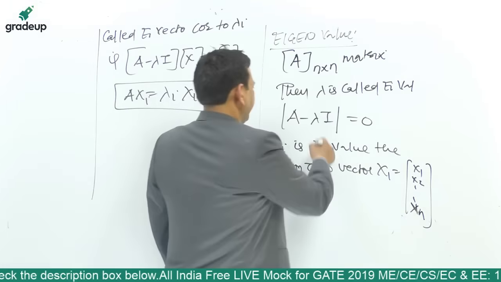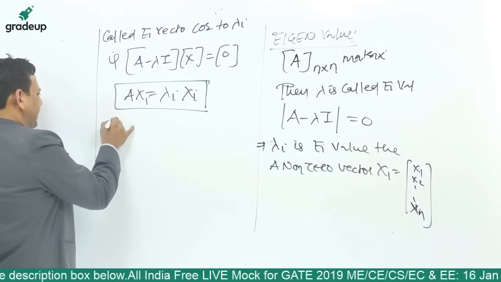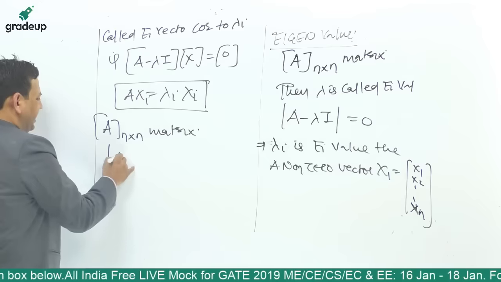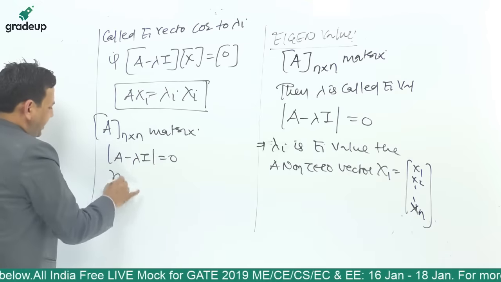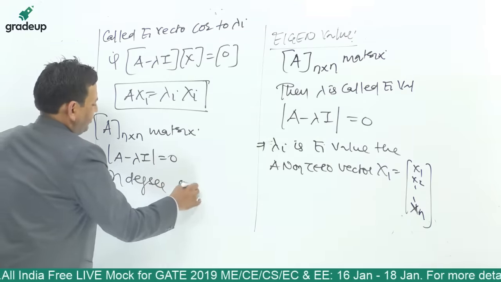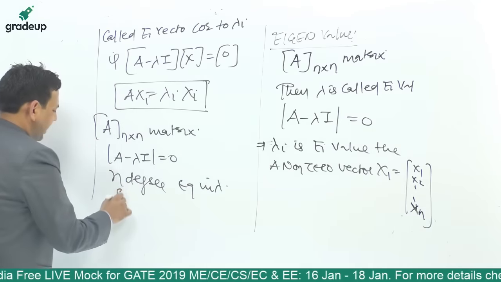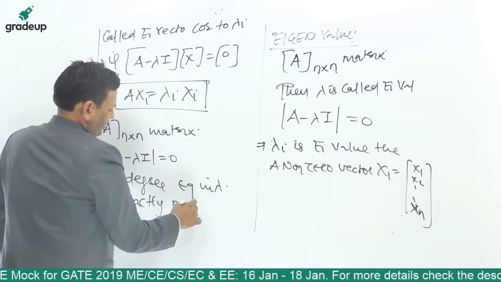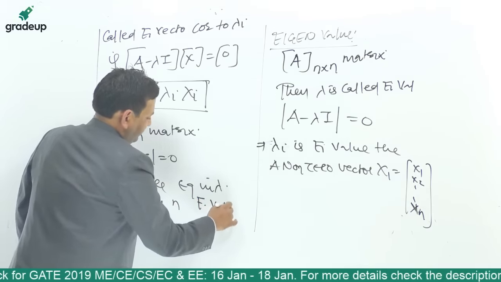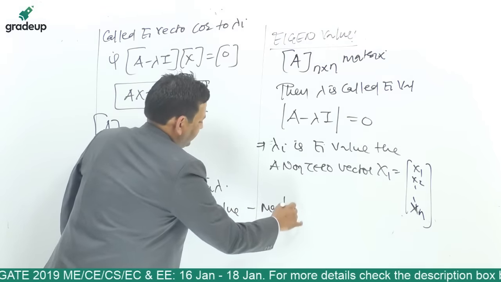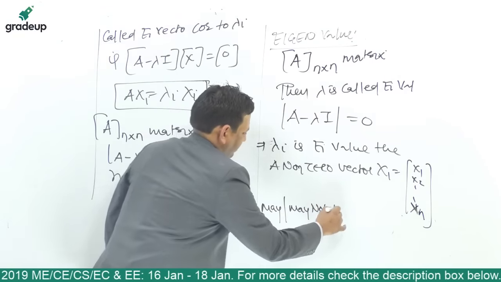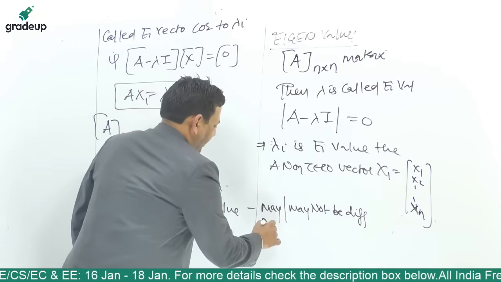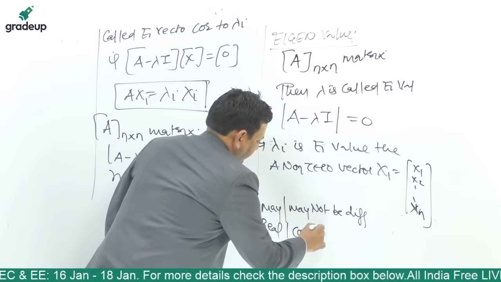Okay. So we are saying if A is an n cross n matrix, then the determinant of A minus lambda I is equal to 0. This is an n degree equation in lambda. So exactly n eigenvalues may or may not be different. They may be different, they may or may not be real, they may be real and complex.